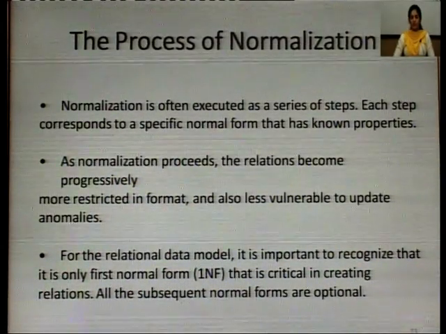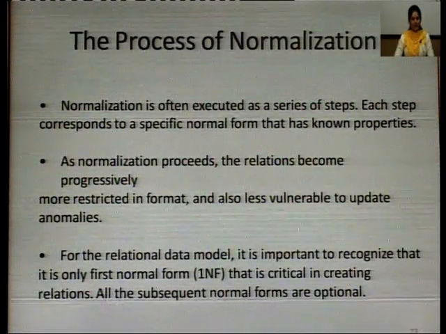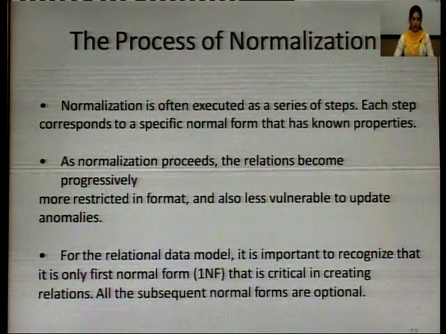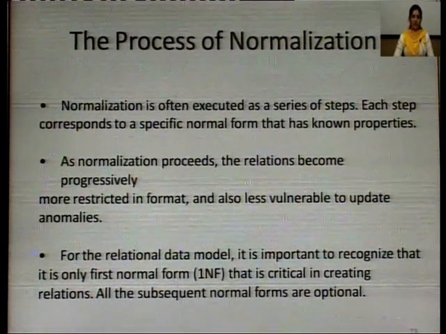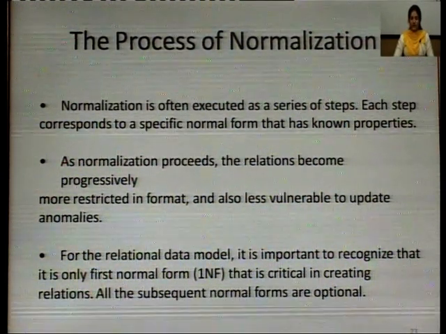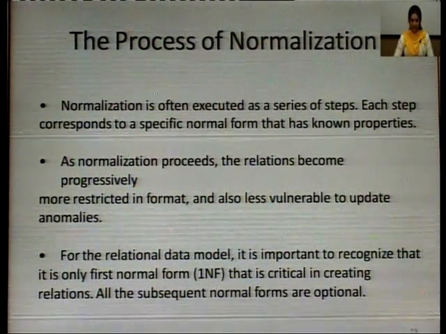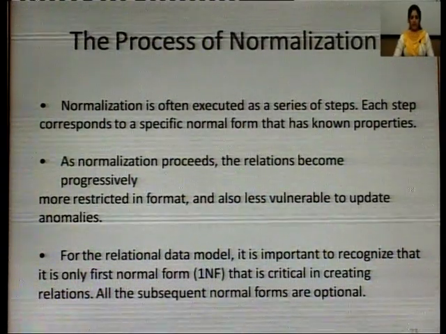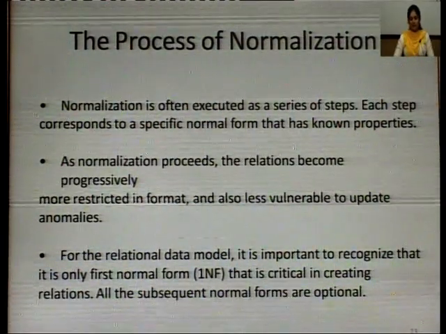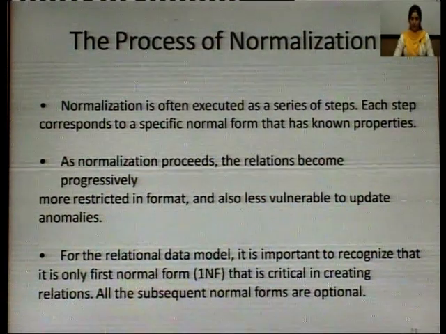Next is the process of normalization. If you are normalizing a particular database, how will you do that? What is the process? What are the steps which should be followed to normalize a database? Basically, normalization is often executed as a series of steps. Each step corresponds to a specific normal form that has known properties. While doing normalization, it will be executed as a series of steps because there are a number of forms of normalization which should be included in your database to fully normalize your data.